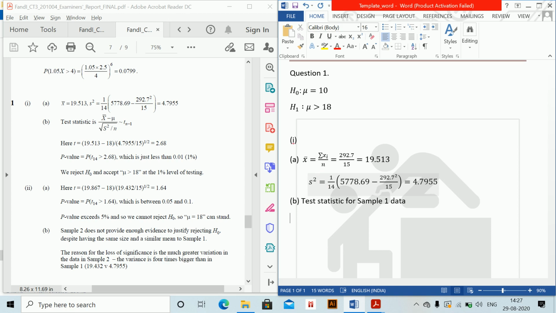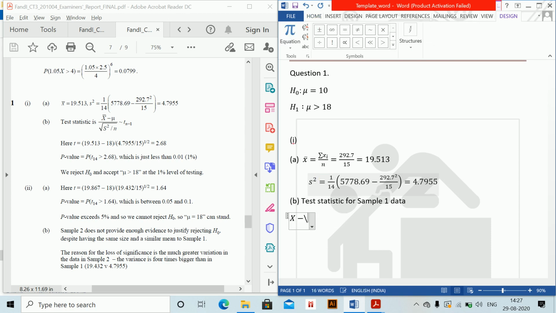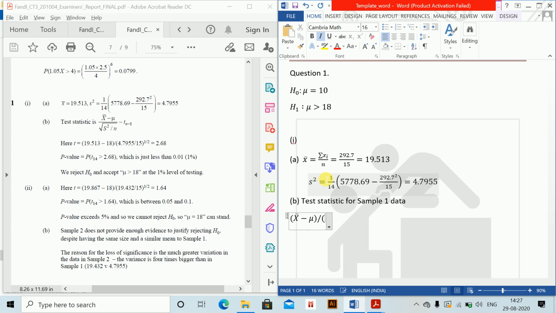Therefore the test statistic for sample 1 data is equal to (x bar minus mu) divided by the square root of (s square divided by n), which follows a t distribution with n minus 1 degrees of freedom.